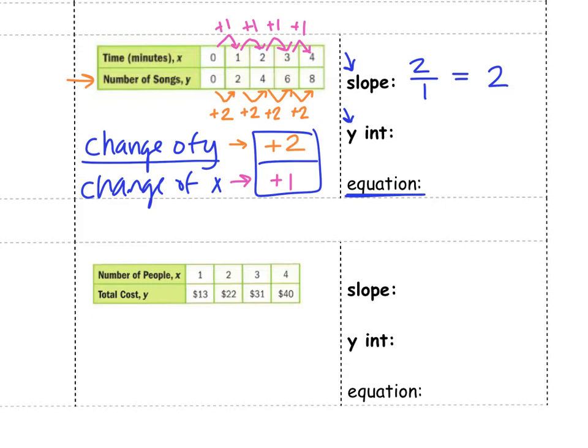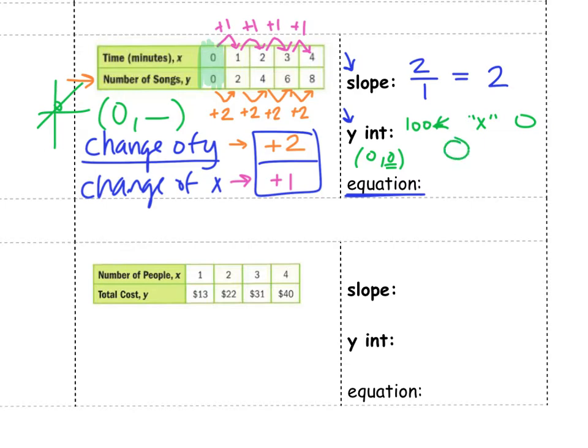We can also use this table to find our y-intercept. Remember, y-intercept on a graph is where it crosses the y-axis. This is the point 0, something. So for the y-intercept, we look for when your x is 0. And I can look at this and I actually see my x value is 0 right here. I have the point 0, 0. So my y-intercept is that y value in that ordered pair. My y-intercept is 0. And so now I can write my equation.